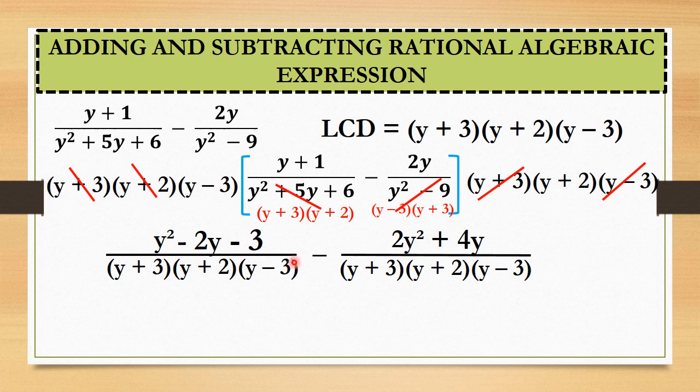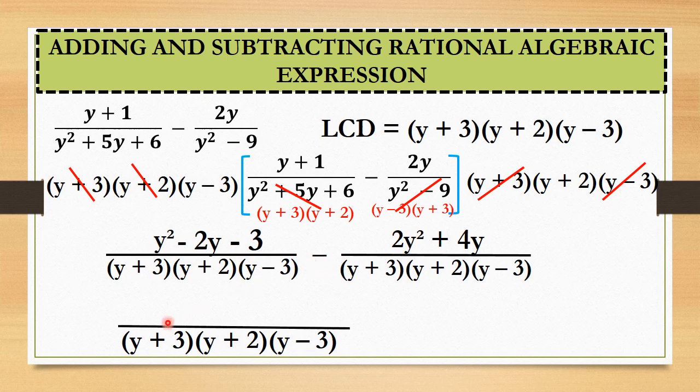Okay. Next step, so keep the LCD, combine the numerators. So keep the LCD, yung LCD natin ay y plus 3 times y plus 2 times y minus 3. Then combine the numerators. So since subtraction ito, remember, when subtracting fractions, we add the opposite of the subtrahend. So dito sa ating rational algebraic expression, ito yung subtrahend, yung 2y squared plus 4y. So, add the opposite. So, yung operation natin ay magiging addition.